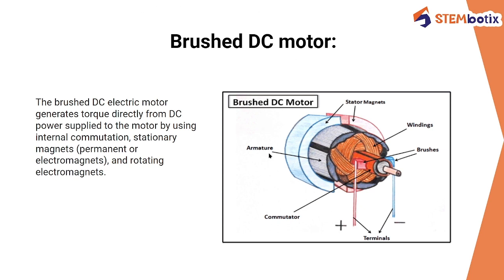So first is the brushed DC motor. This is how the inner part of a brushed DC motor looks. A brushed DC electric motor generates torque directly from DC power supplied to the motor by using internal commutation. It has stationary magnets, which are permanent, or electromagnets, and rotating electromagnets. So in this type of DC motor, the torque is directly generated from DC power supplied to the motor.